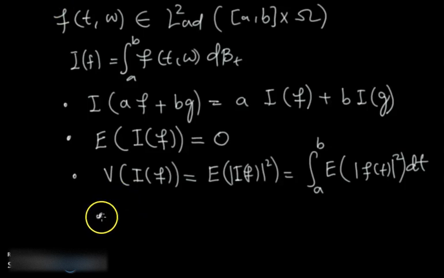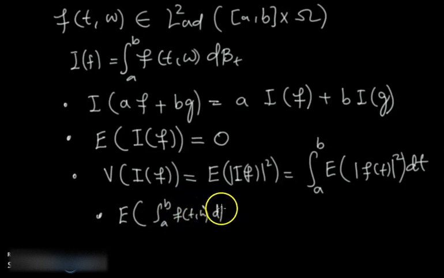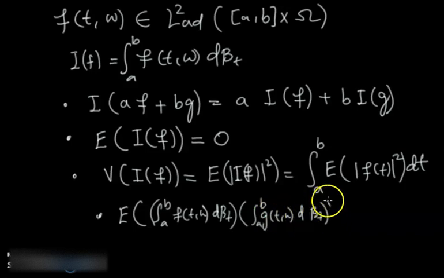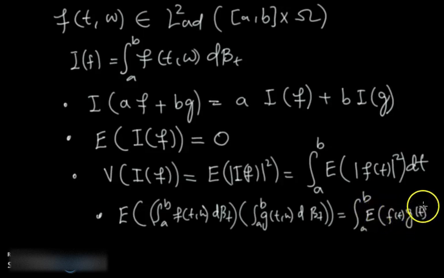Of course, we also have the expectation of the product of the Ito integrals of two functions, f of t dW_t times the integral from a to b of another process g of t dW_t. This is equal to the integral from a to b of the expectation of f of t g of t dt. So that's also a property that is satisfied by this Ito integral.